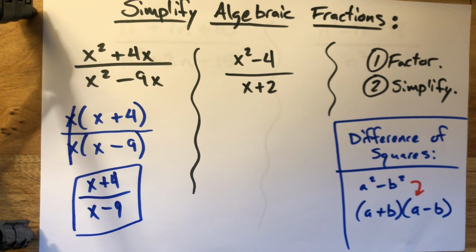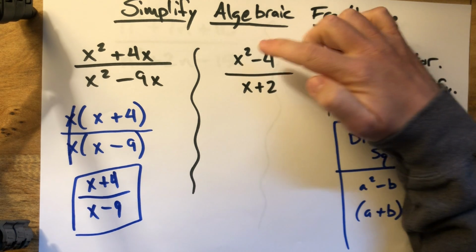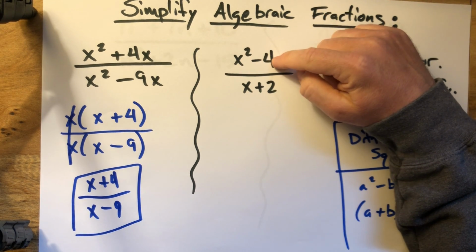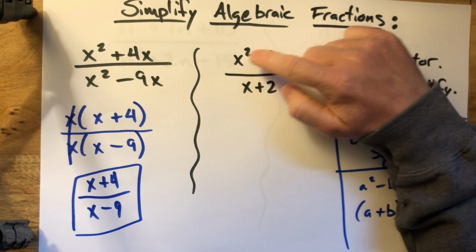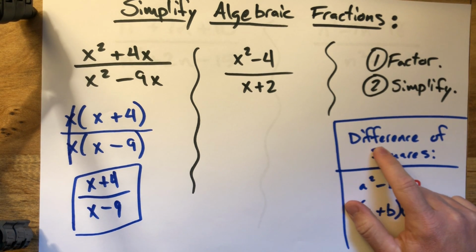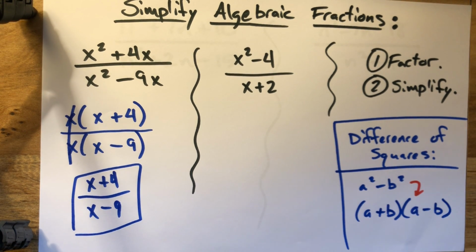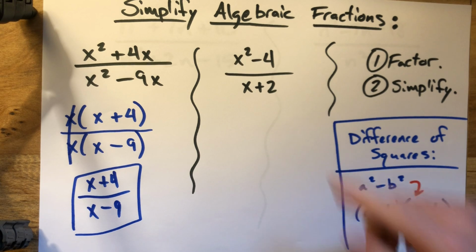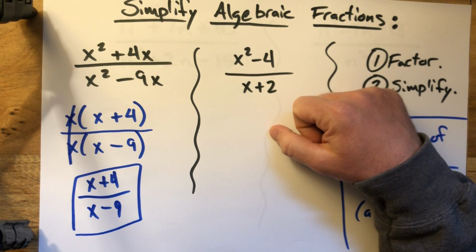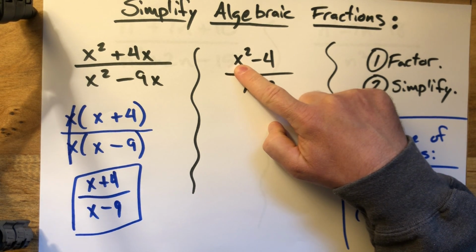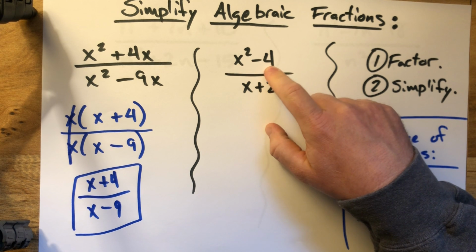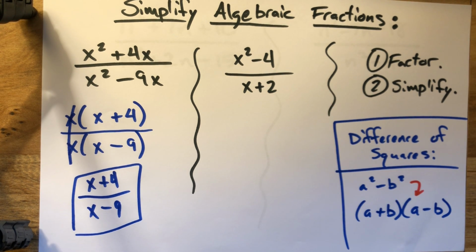Let's take a look at the next one. I see x squared minus 4. I see the difference, and I see these are both squares. So I'm going to be looking at the difference of squares here to factor that. Since they don't share an x, we're not going to divide by an x. This will have to be factored using the difference of squares before we simplify.